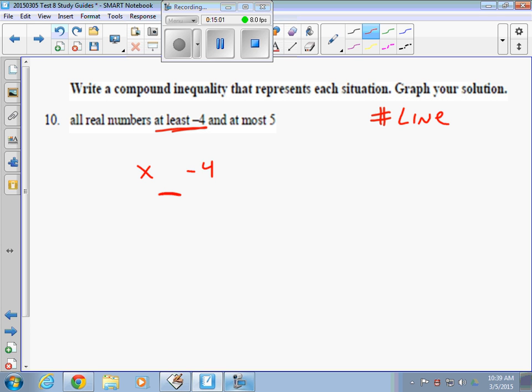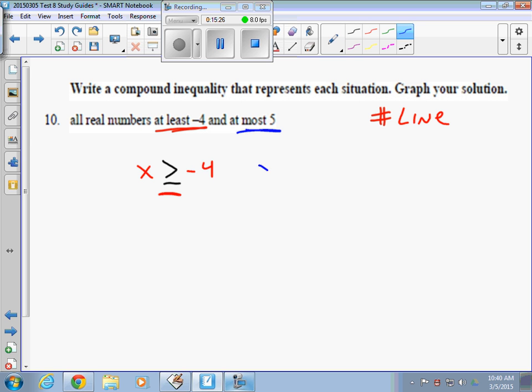Remember, it says at least. Think about if you have to go somewhere and you need at least $4. You're not going to bring 3. You're either going to bring 4 or you're going to bring everything larger than that. So in this case, it's not 4, but it's -4. But x represents what it is. X has to be greater than, because the big mouth eats the bigger number, or equal to, because -4 would work. The other one says at most 5.